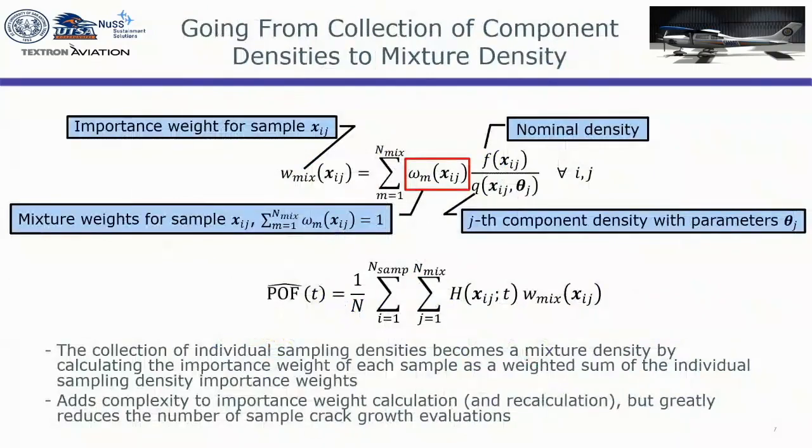This slide is just included for reference. It's how you go from individual sampling densities to a mixture density. The importance weight that we talked about on the first importance sampling slide is here. It's just a weighted sum of some mixture weight times these individual sampling density importance weights. That's really all I wanted to say about it. When you talk about a mixture sampling density, this is how you do it.